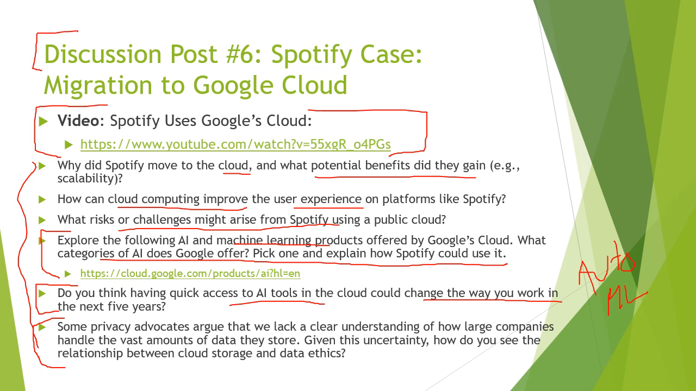And then for the last one, answer this question. Some privacy advocates argue that we lack a clear understanding of how large companies handle the vast amounts of data they store. So given this uncertainty, how do you see the relationship between cloud storage in general and data ethics? They talked about in the video when they visit Amazon Cloud that we're not really certain what the companies are actually doing with our data. So talk a little bit about that as well.